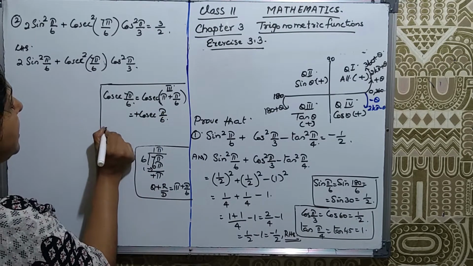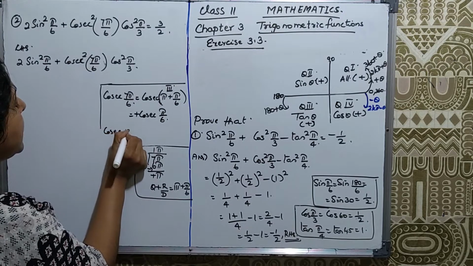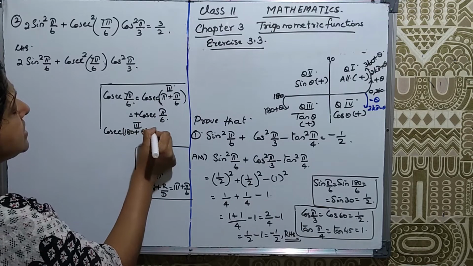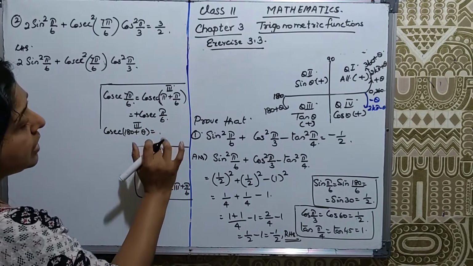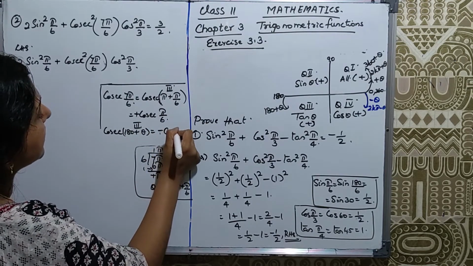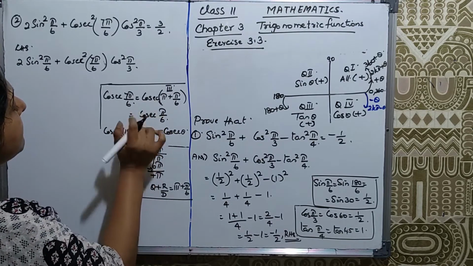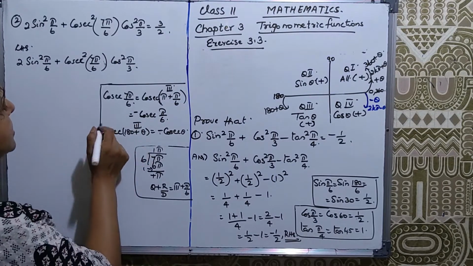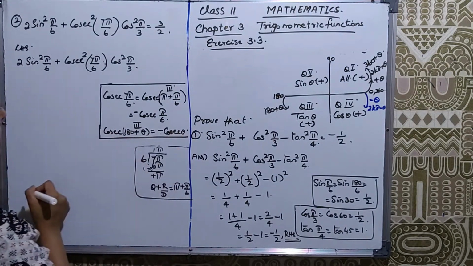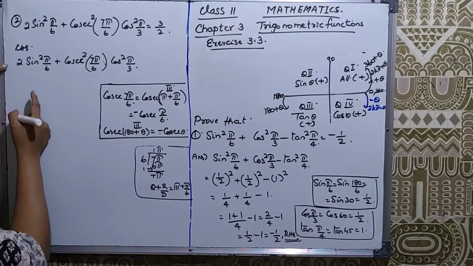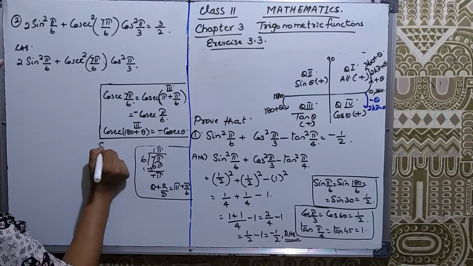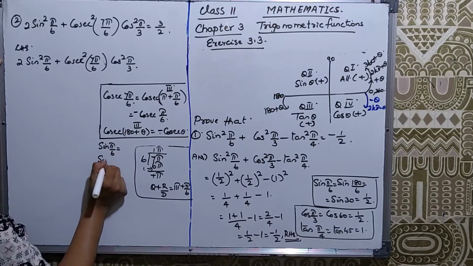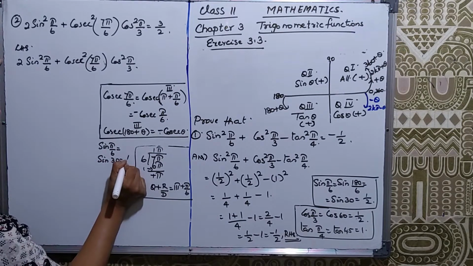I'll write the general formula. Cosec 180 plus theta belongs to third quadrant, which is equal to minus cosec theta. So this answer will be minus cosec, because in the third quadrant only tan will be positive, cosec will be negative. Minus cosec theta. So I'll write that as sine pi by 6. Sine pi by 6 is sine 30, which is equal to half.